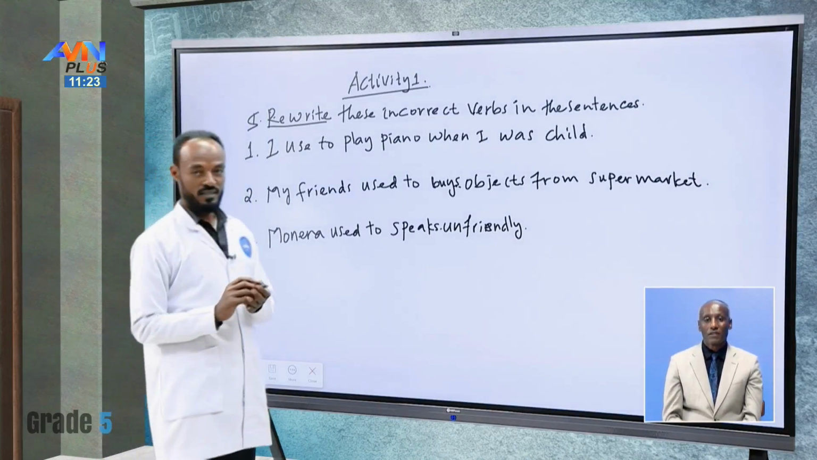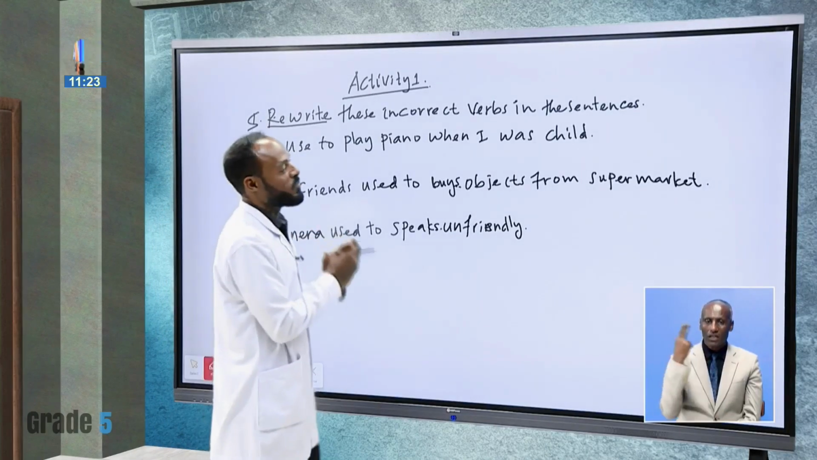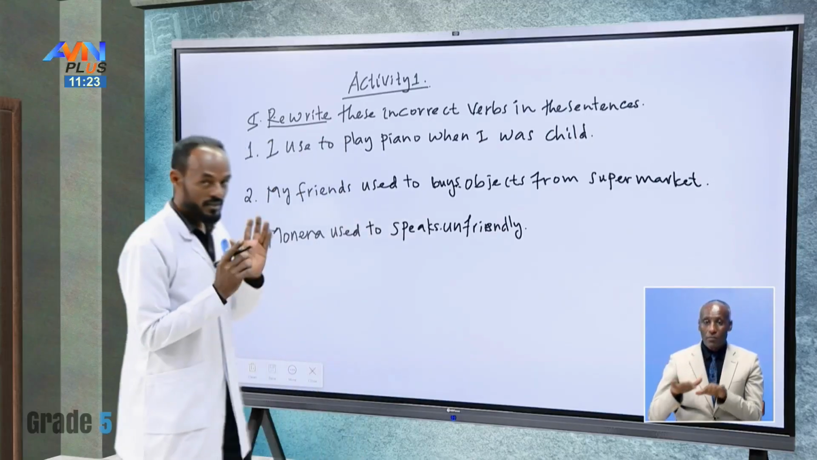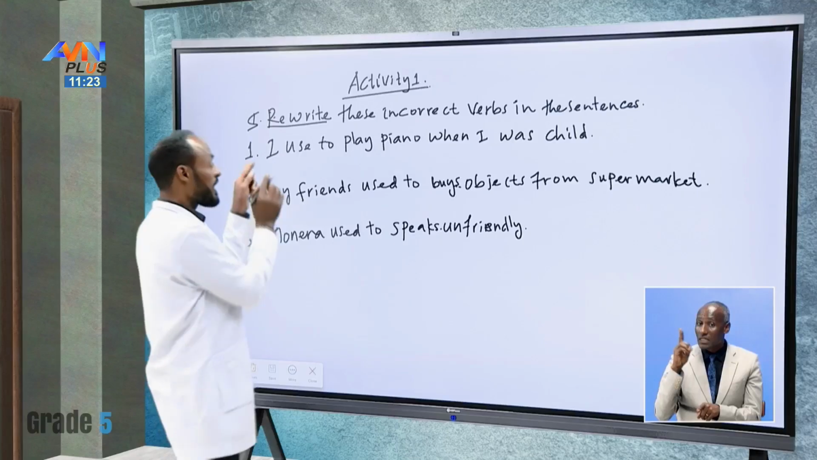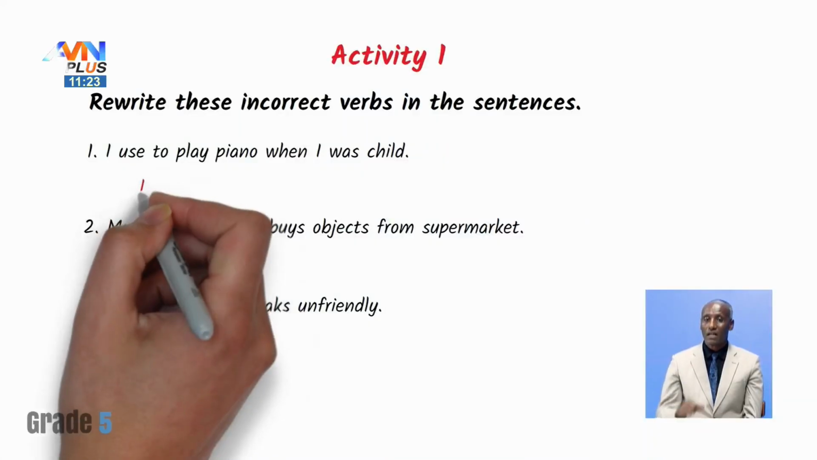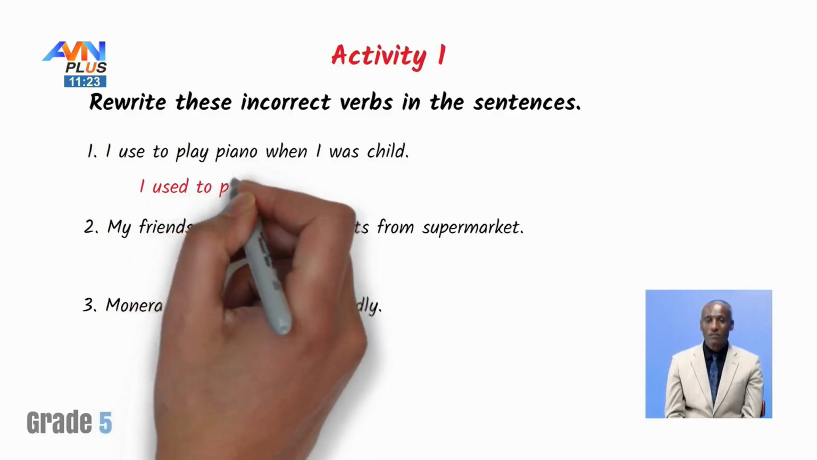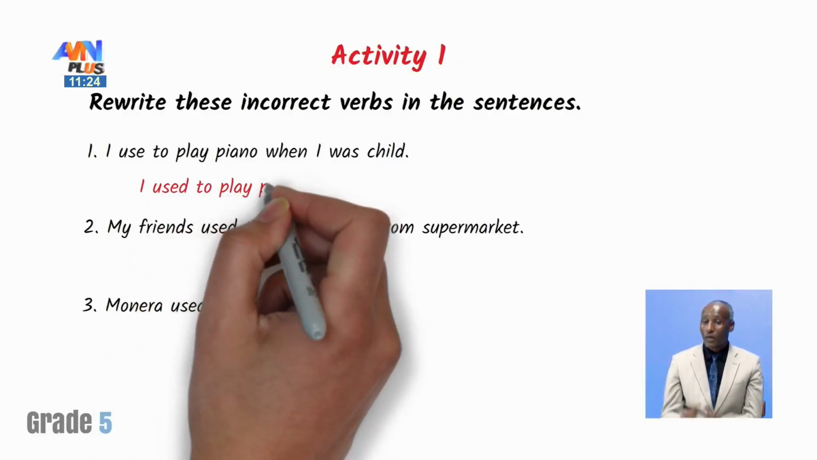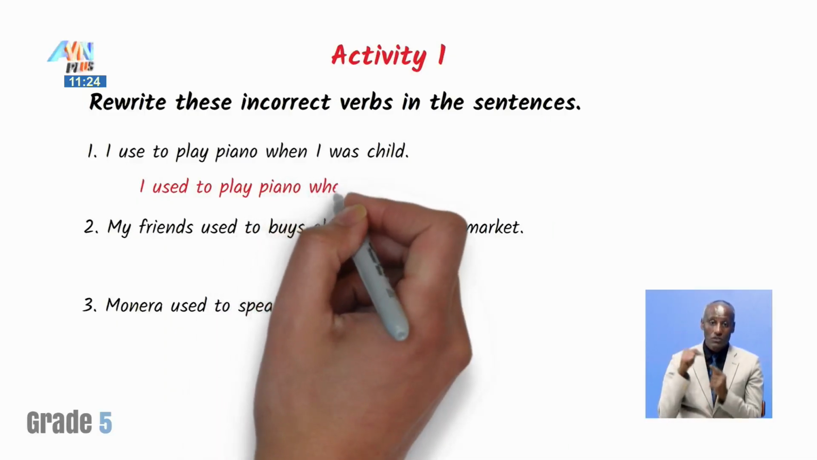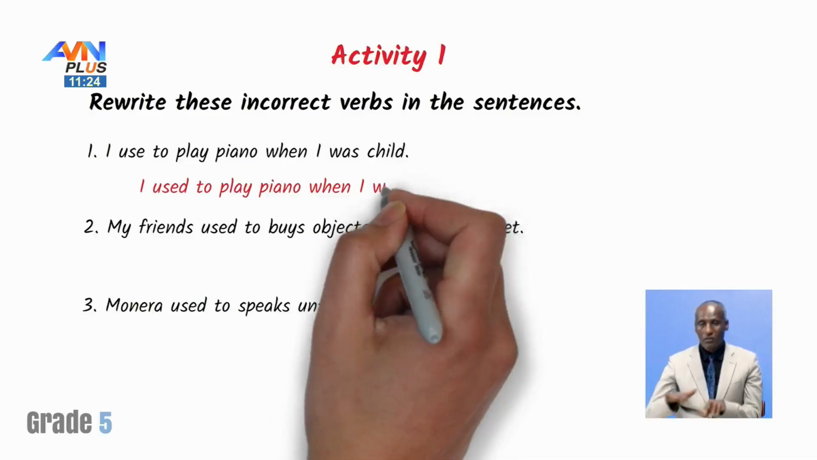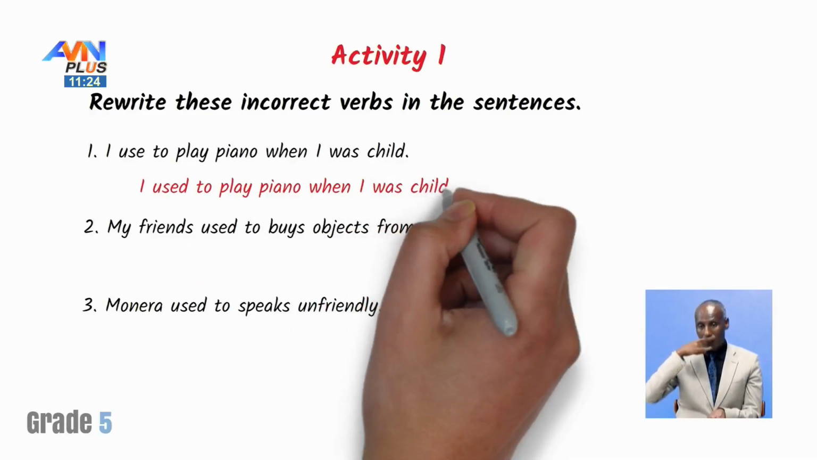So in the first sentence, which one is wrong? I used to play piano when I was a child. Yes? There is no D. Okay? We have to say, I used. We cannot say, I used to. Okay? I used to play piano when I was a child.